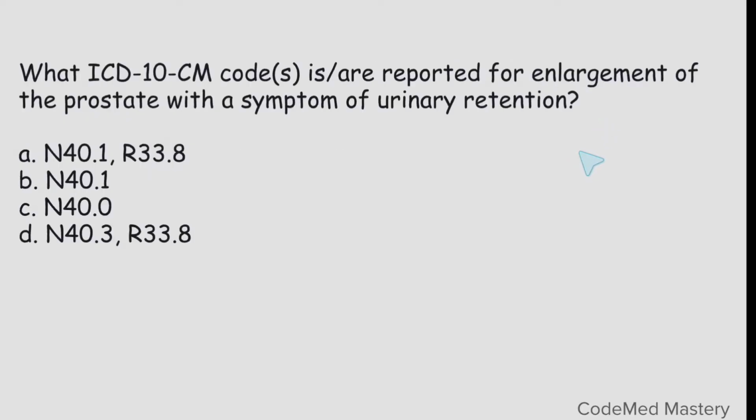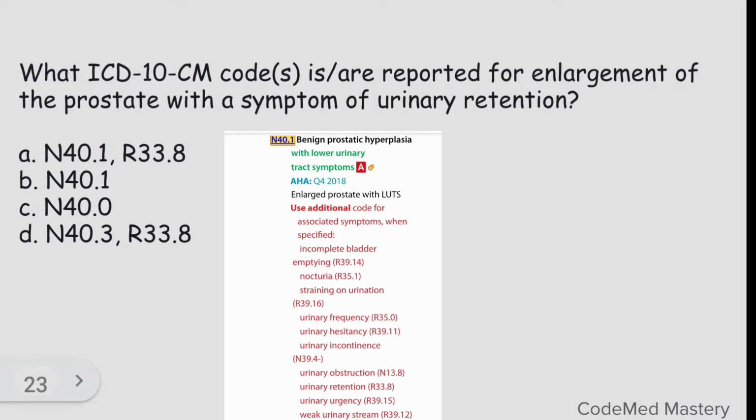Next question. Read the question. What ICD code is reported for enlargement of the prostate with the symptom of urinary retention? Let us check the first codes from each option. Check the code N40.1. N40.1 is for benign prostatic hyperplasia with lower urinary tract symptoms. In the question, they have mentioned enlargement of the prostate with the symptom of urinary retention. So, it is matching with the code N40.1. Enlargement of prostate is often called benign prostatic hyperplasia. So, N40.1 is the right code. We'll keep this option for now.